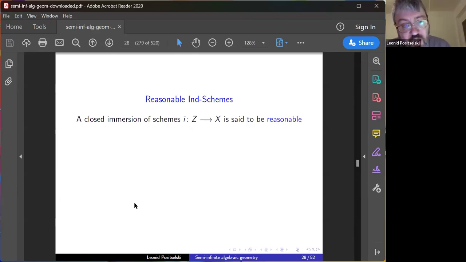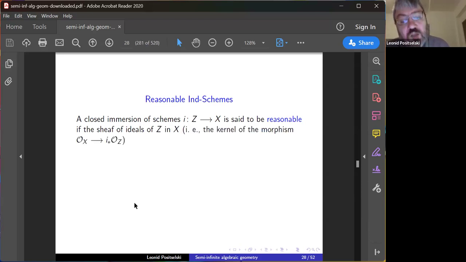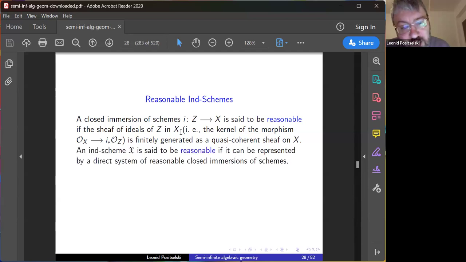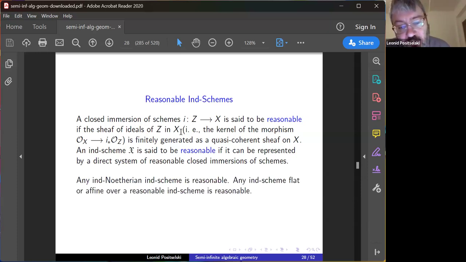Reasonable ind-schemes. A closed immersion of schemes i from Z to X is said to be reasonable, in Beilinson's terminology, if the kernel of the morphism from O_X to i_* O_Z, the sheaf of ideals of Z in X, is finitely generated as a quasi-coherent sheaf on X. And an ind-scheme X is said to be reasonable if it can be represented by a direct system of reasonable closed immersions of schemes. Any ind-Noetherian ind-scheme is reasonable. Any ind-scheme flat or affine over a reasonable ind-scheme is reasonable.